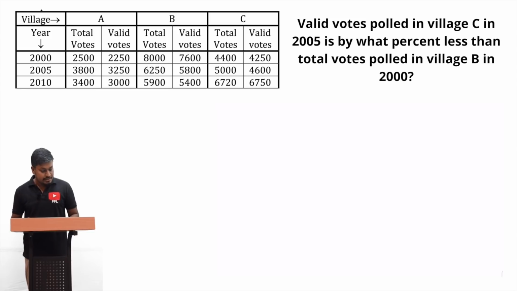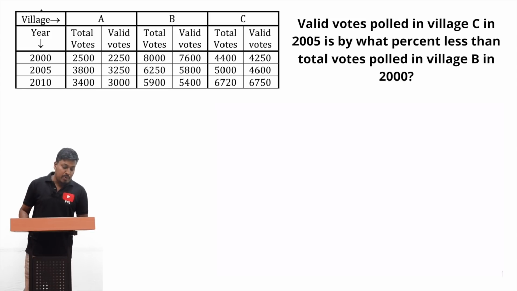So next question. Valid votes polled in village C in 2005 is what percentage less than? Just now I have told you there are two important formulas. That is x by y into 100, which means what percentage. If it is what percentage more or less, then the formula will be (x minus y) divided by y into 100. So here you can see valid votes polled by village C in 2005. So village C valid votes in 2005 will be 4600.